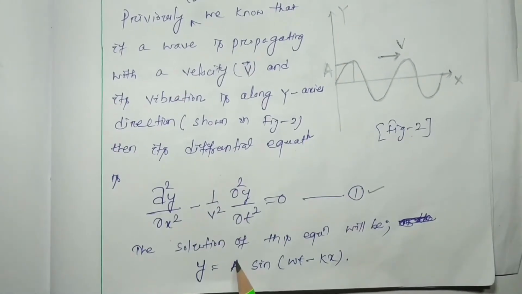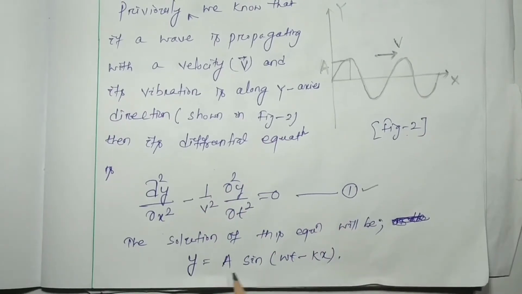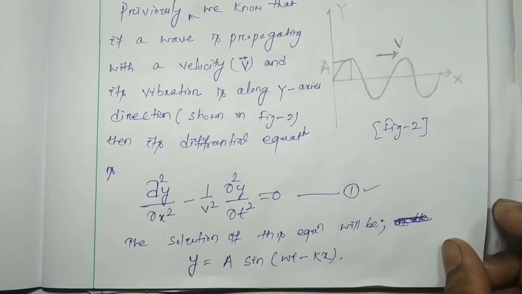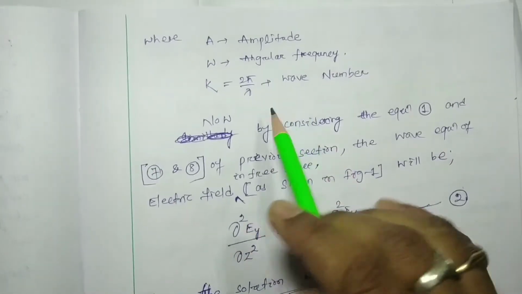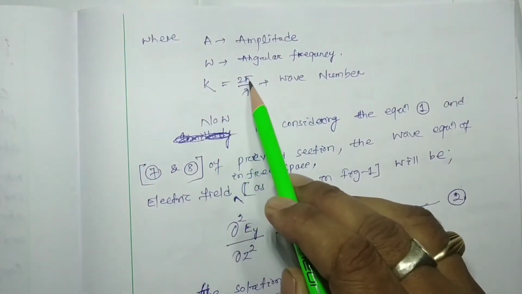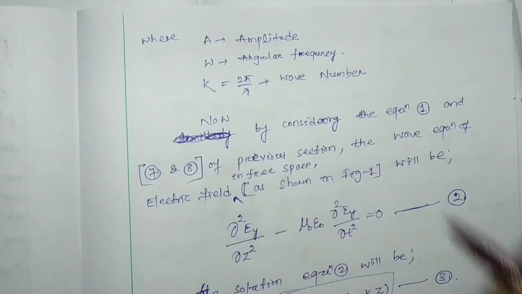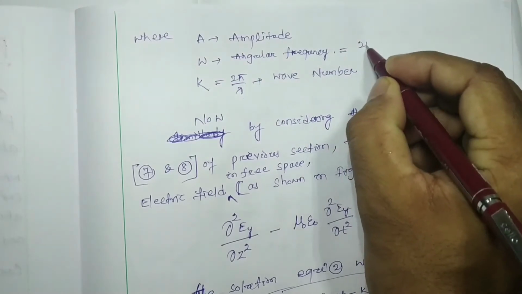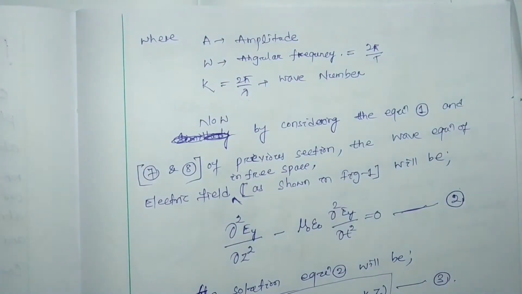And the solution at the time we found of this equation is y equal to a sine(omega t minus kx). Here a is the amplitude of the wave, omega is your angular frequency, and k is 2 pi by lambda, which is nothing but your wave number. Here omega is 2 pi by time period, 2 pi by T, which is your angular frequency.